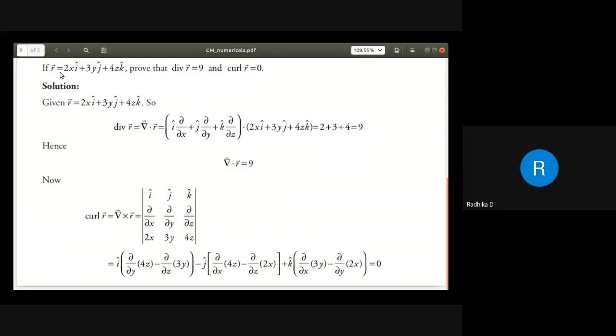What if this vector r is a force applied? I have got the curl 0, which means that the force will be a conservative force. If this curl value was not 0, it would have been a non-conservative force. Curl of r is 0, so it is a conservative force. If curl of r is not 0, then it is a non-conservative force. So, two simple numericals: in one we did the gradient, and in another we did divergence and curl.